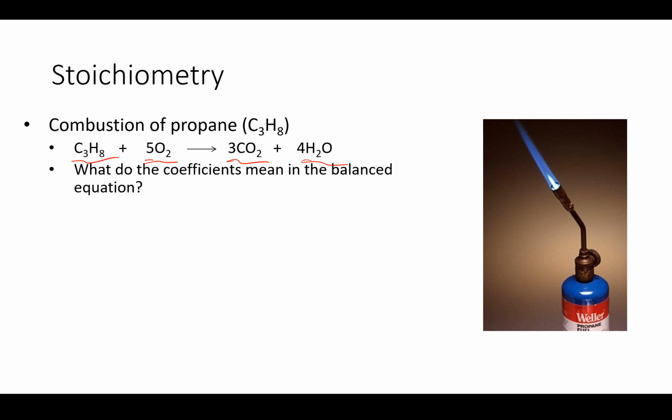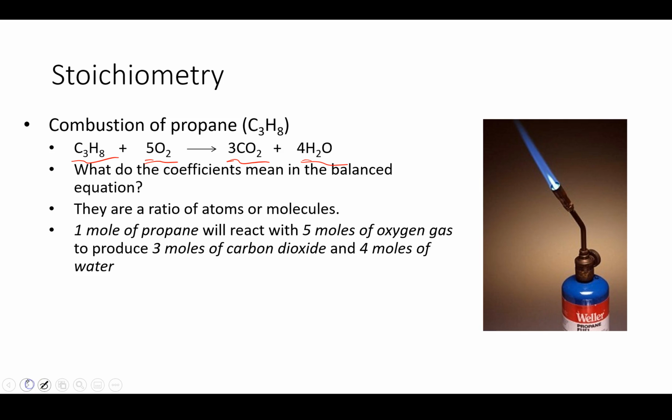So the coefficients mean that we have a certain number, or a ratio, of one compound or element to another. In this case, we could read this as 1 mole of propane, no coefficient there, so we assume that's 1, will react with 5 moles of oxygen gas to produce 3 moles of carbon dioxide and 4 moles of water.